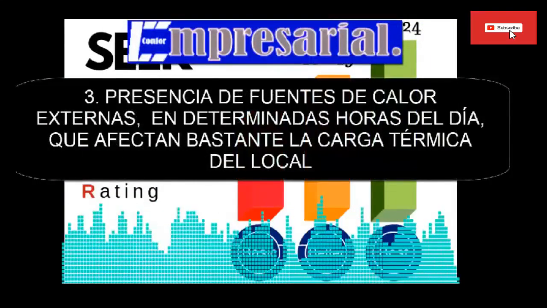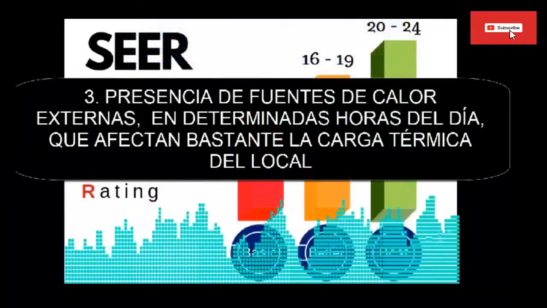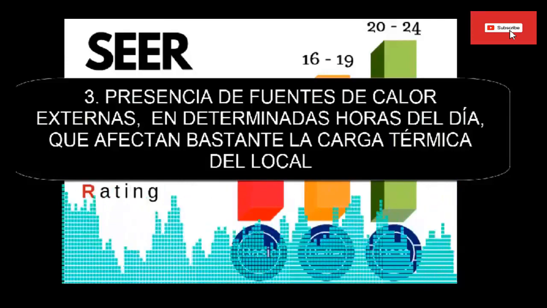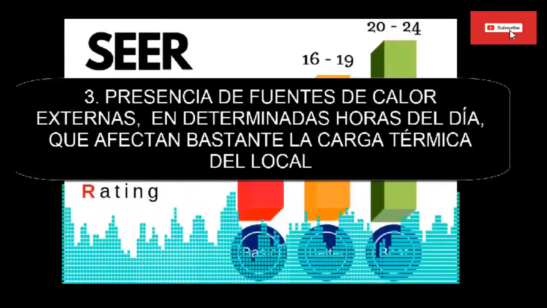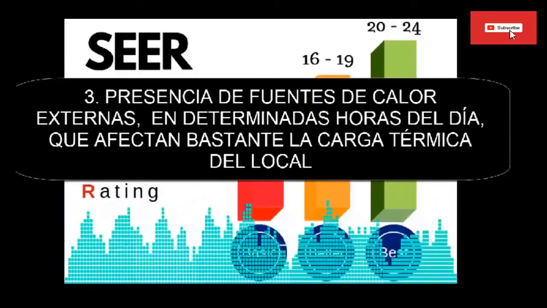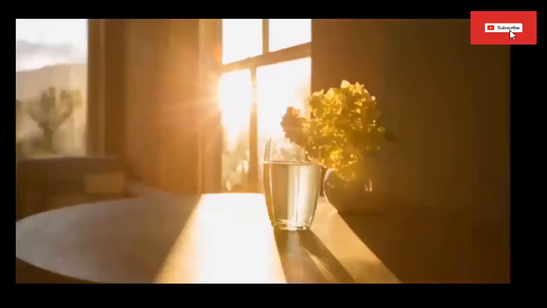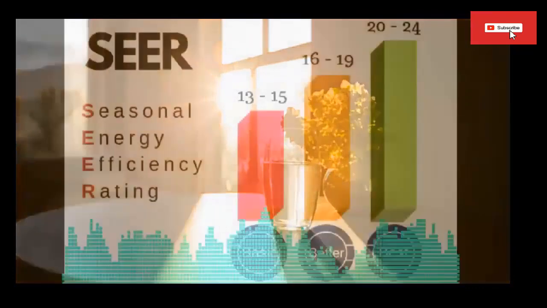Let's go with the third characteristic. It is more profitable to install a high-performance, high SEER inverter air conditioner if the room has windows or walls where the sun falls at certain times of the day, but at other times the sun does not fall. So, if these are the conditions we are going to find where we are going to install the inverter air conditioning, it is also recommended, then, the equipment with a high SEER coefficient of performance.